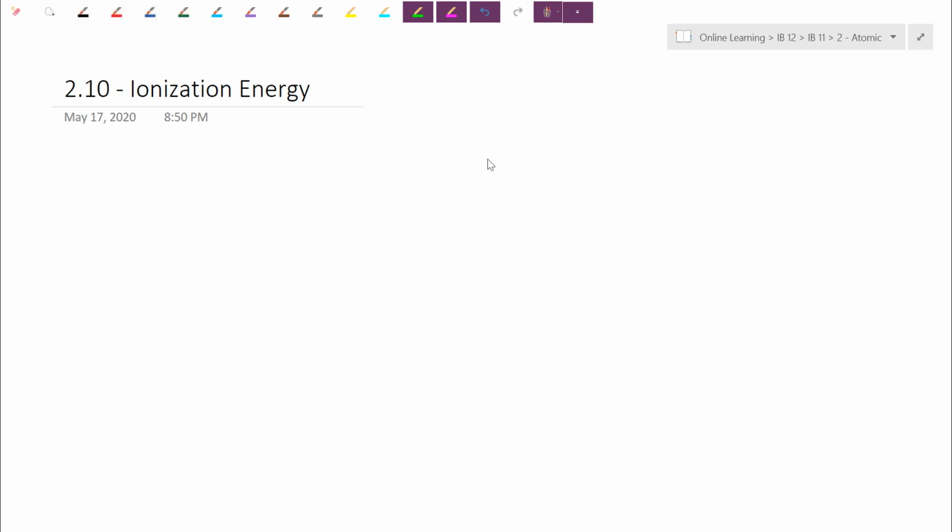Morning, guys. So I'm hoping to finish off the Chapter 2 unit with you today. Over the last 2 days here, we've been looking at electron configuration.